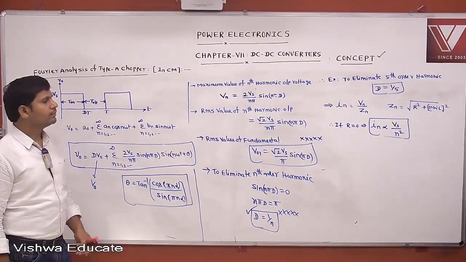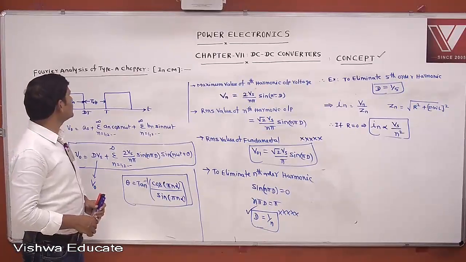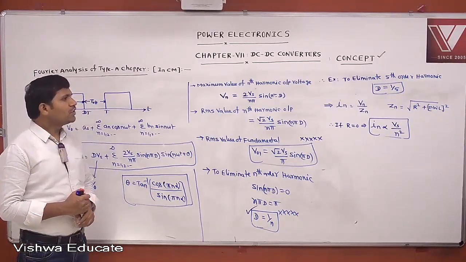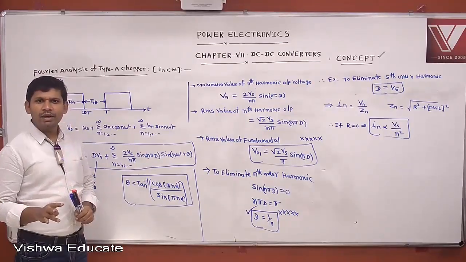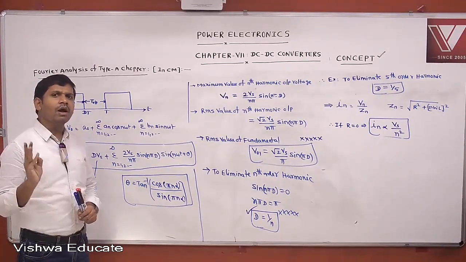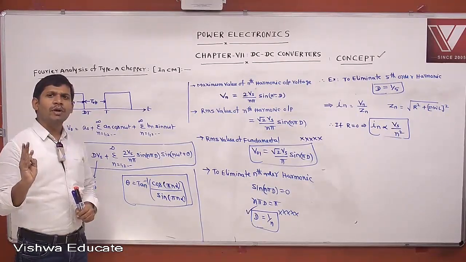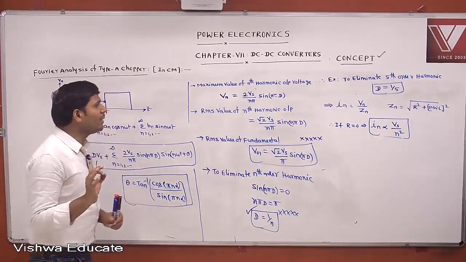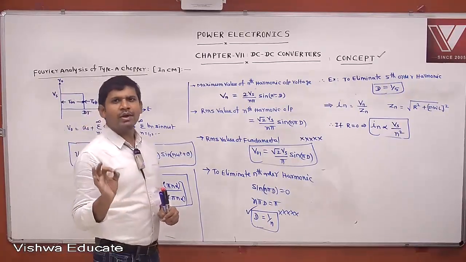Okay, this is the in-detail analysis of the type A chopper. Then I discussed the maximum current and minimum current. I gave the current excursion expression for the type A chopper. Then ripple currents are maximum at a duty cycle of 0.5. What is that maximum value of ripple current? What is the per unit ripple current?